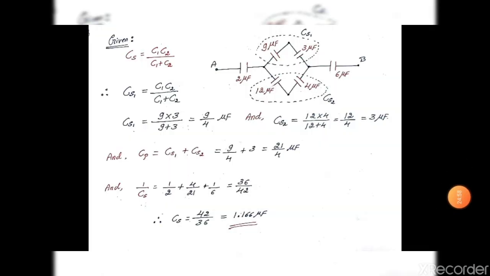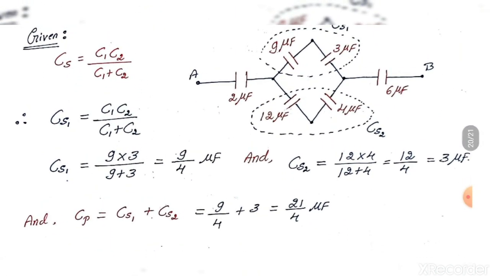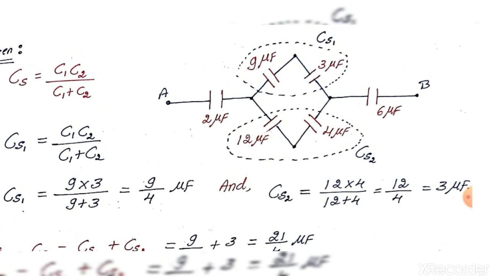The next problem number 10, it's based on a circuit. Calculate the effective capacitance between the points A and B as shown in the figure. Let's see the figure. Look at the picture they given here. There is a figure like one quadrilateral shape. On either side there are 2 microfarad and 6 microfarad capacitors. We have to find out the effective capacitance between the terminals A and B.